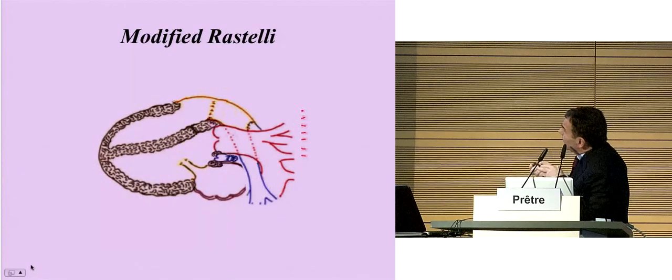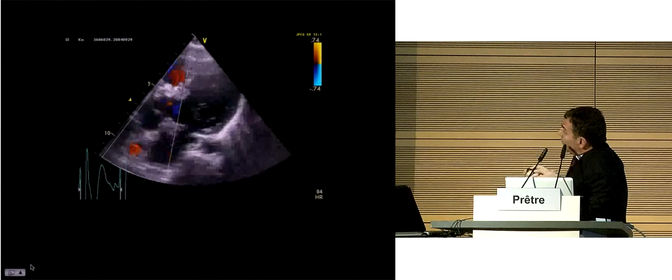But in these cases, we had the homograft or the Contegra really above the aorta, and I don't like this. And I went back to the technique where the Contegra was a little bit lateral. And I must say we had also very good results for that. So this is an example here.